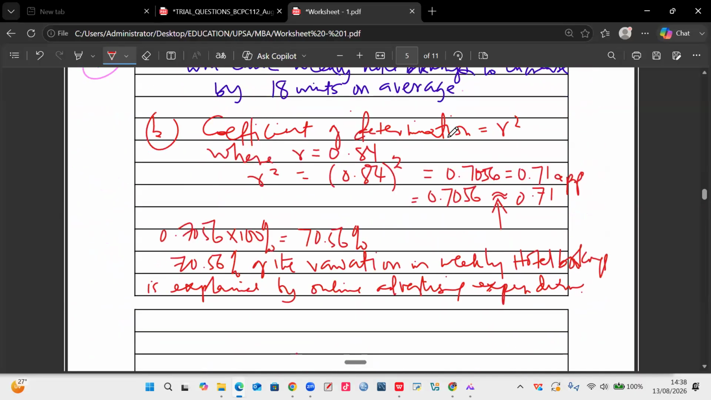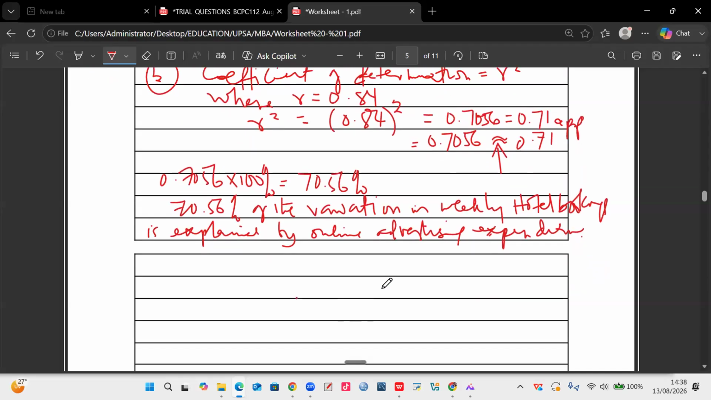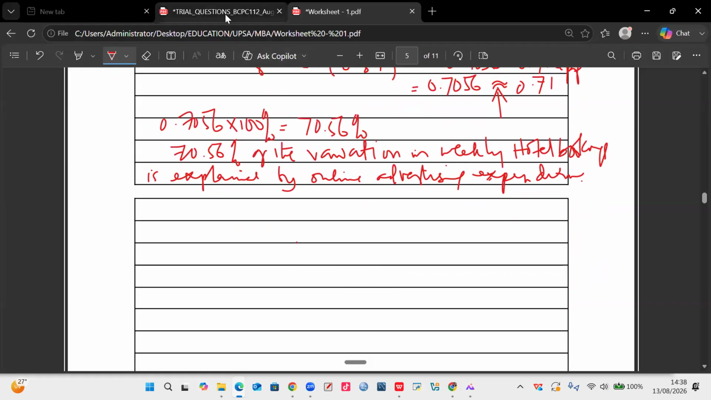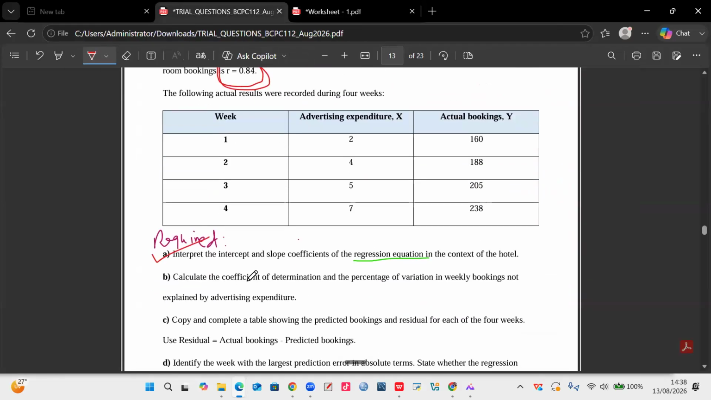Yes. So the coefficient of determination is 0.7056, approximately 0.71. Then if you want to write the interpretation, the question could ask for it. This is the interpretation. We have just written it. Now, the question was in twofold. Calculate the coefficient of determination, which we have done. We are doing the interpretations. And the percentage of variation in weekly bookings not explained by the advertising expenditure. That one is called the coefficient of non-determination.